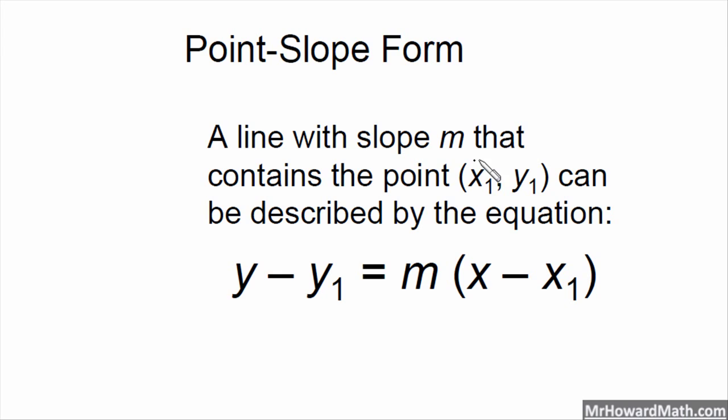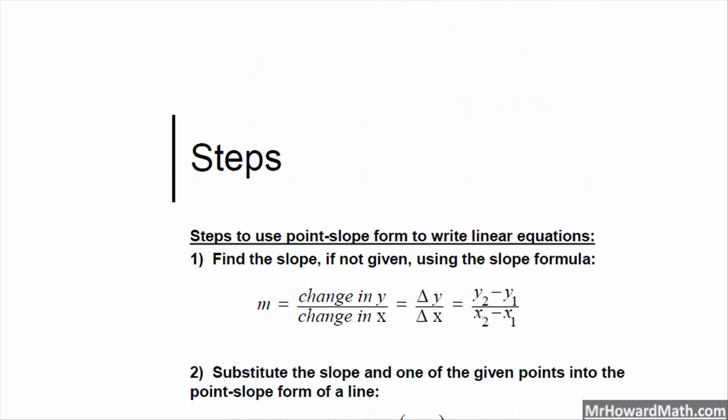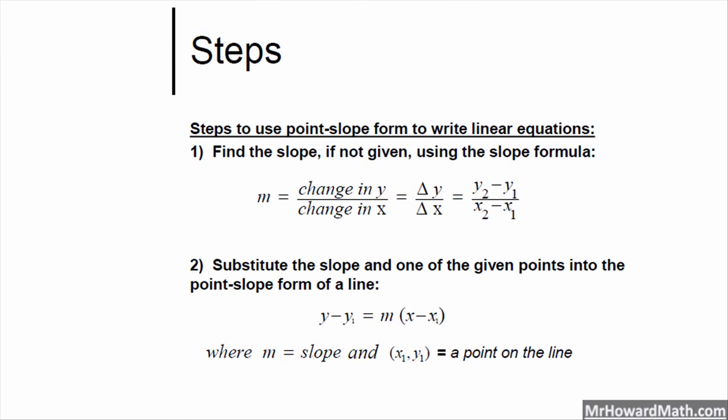So a line with slope m that contains the point x1, y1 can be described by this equation: y minus y1 equals m times x minus x1. So that will be the form of point slope. Okay, steps to use point slope form to write an equation.